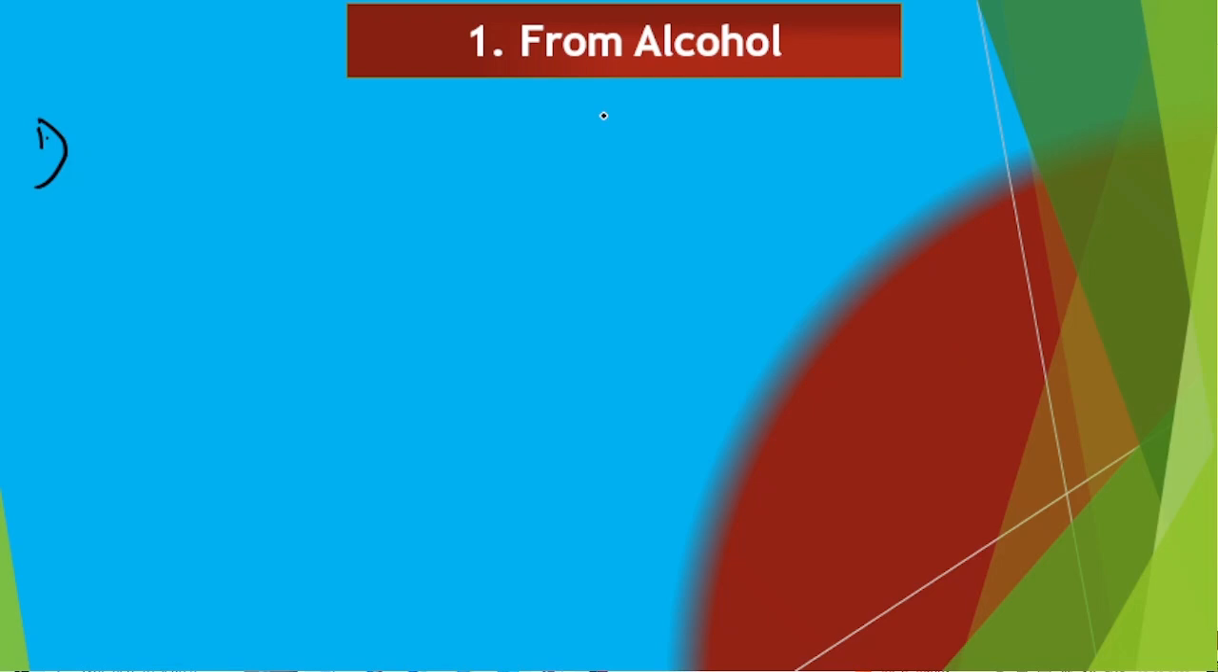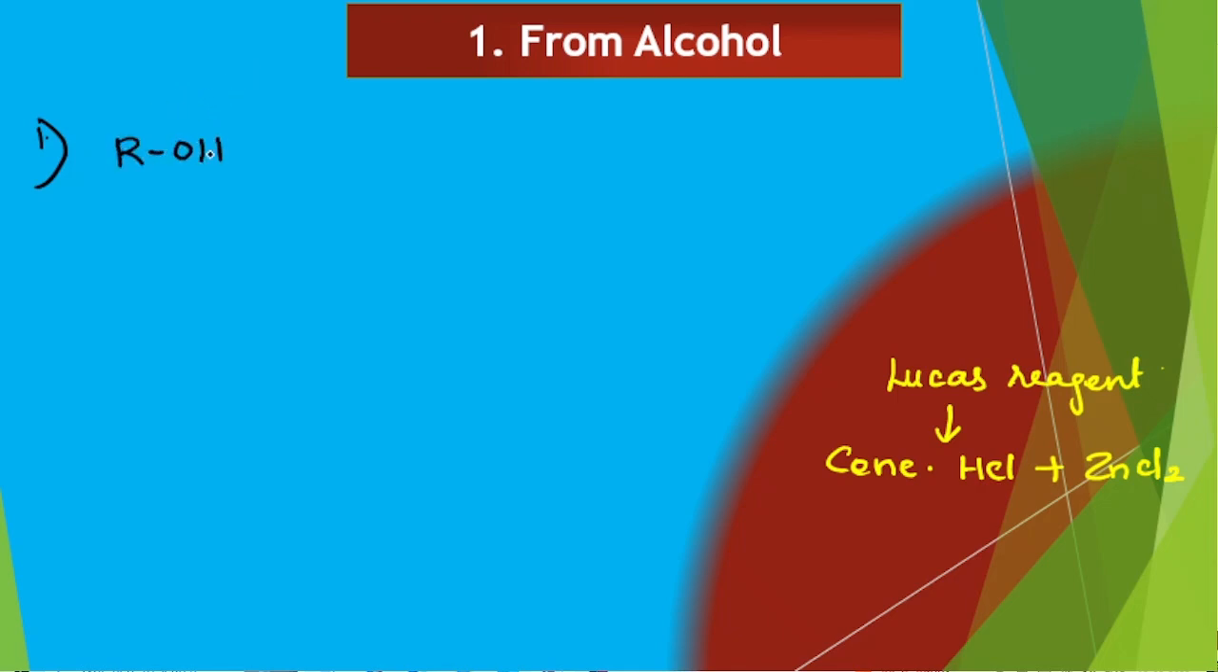I'll write here about the Lucas reagent. It is nothing but concentrated HCl plus ZnCl2, zinc chloride. When you add these two, you get Lucas reagent. Clear? So in the first technique, we use the Lucas reagent. First, I take the alcohol ROH. R is an alkyl group, and if OH is attached to it, it is an alcohol, right? Taking the alcohol and adding concentrated HCl in the presence of ZnCl2, I am using the Lucas reagent here.